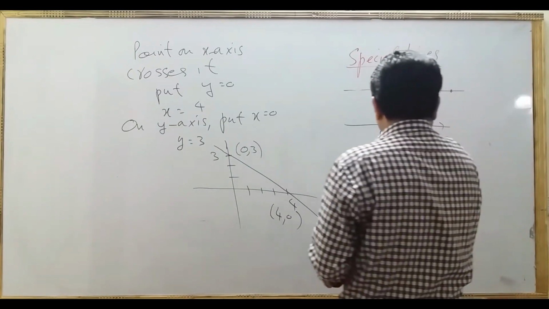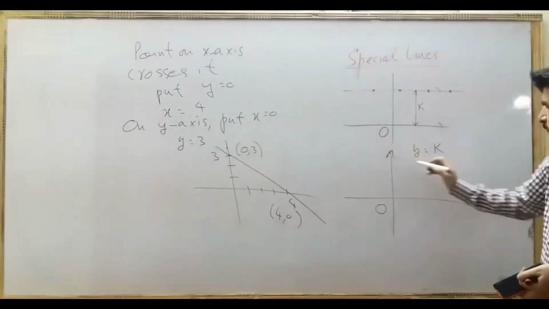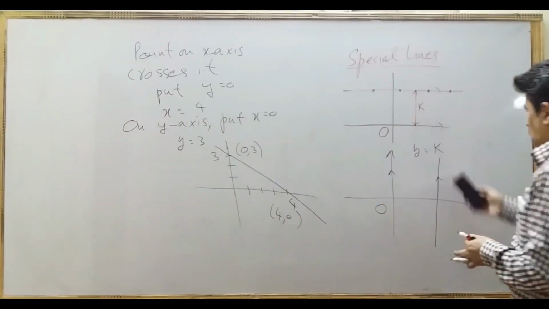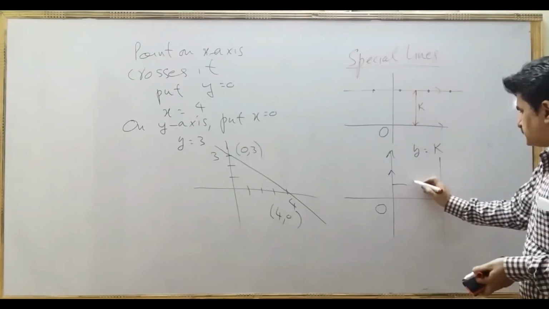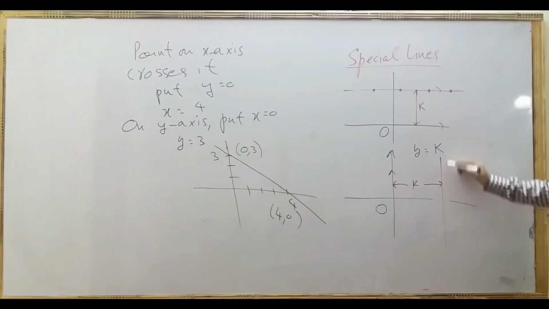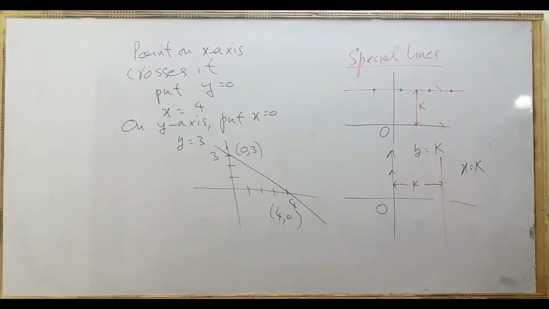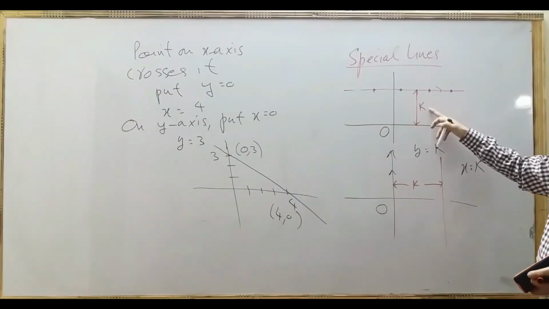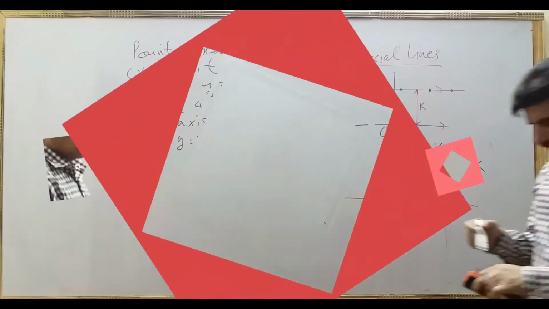Similarly, if you have another special line which is parallel to y-axis. This line is parallel to y-axis and if I draw red, now suppose this distance is now k. So the equation of this line will be x is equal to k, which is a vertical line. Now if this line is below x-axis, k will be negative. Similarly, if this line is on the left side, k may be negative.